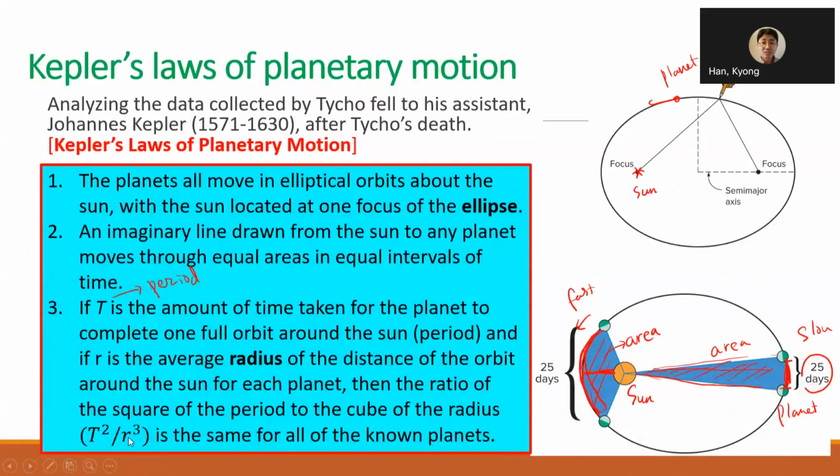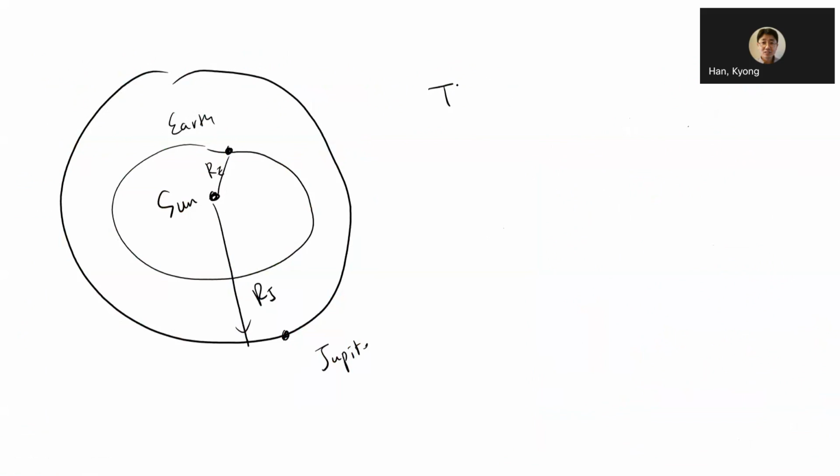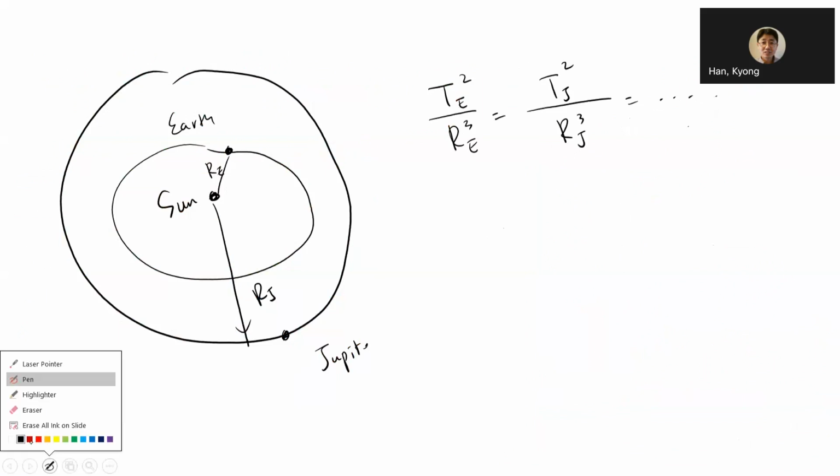Yes, T squared over R cubed, where R is the radius, is the same. For Earth, the period squared over Earth's radius cubed is the same as Jupiter's period squared over Jupiter's radius cubed. This holds for all the other planets too. Yeah, this all is the same.